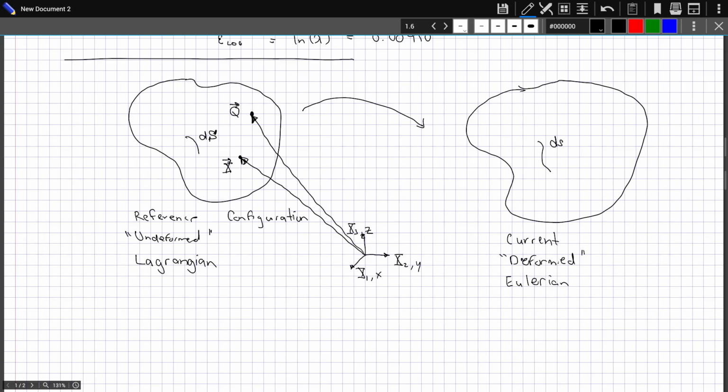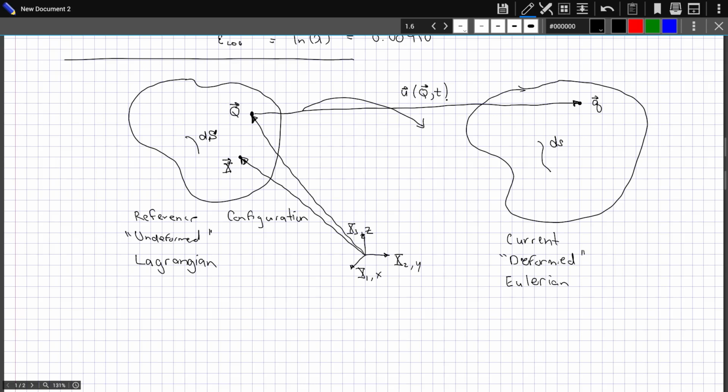Each of those are going to have displacements associated with them, right? So if Q ends up over here in our current configuration, and I'll use a little q, then the displacement associated with that would be this vector. And we often use the letter U. Again, it's a vector. And just to be explicit, I'll write it as a function of Q and t, right? So the displacement is a function of where it started and time.